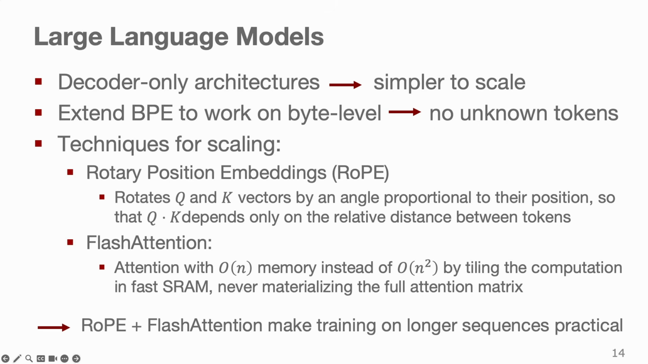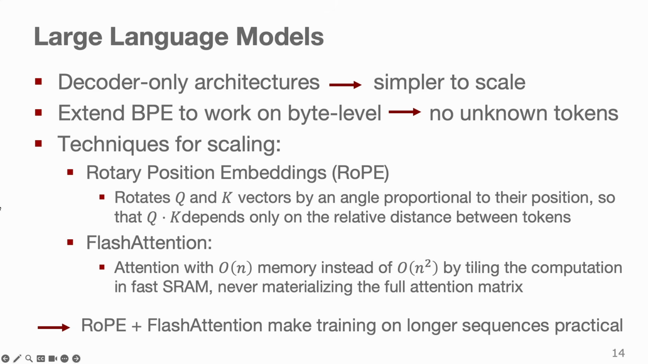It turns out that if you train a decoder on next token prediction, it's simpler to scale, and with enough data, a causal decoder can just learn to represent the context just as well as the bidirectional encoder.